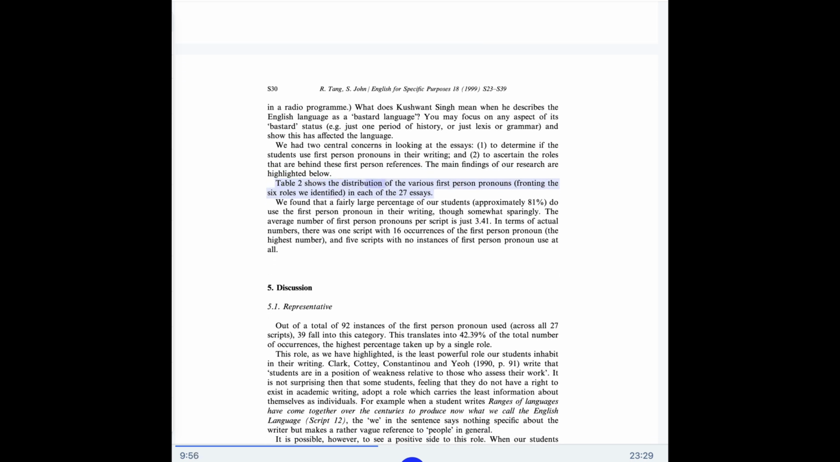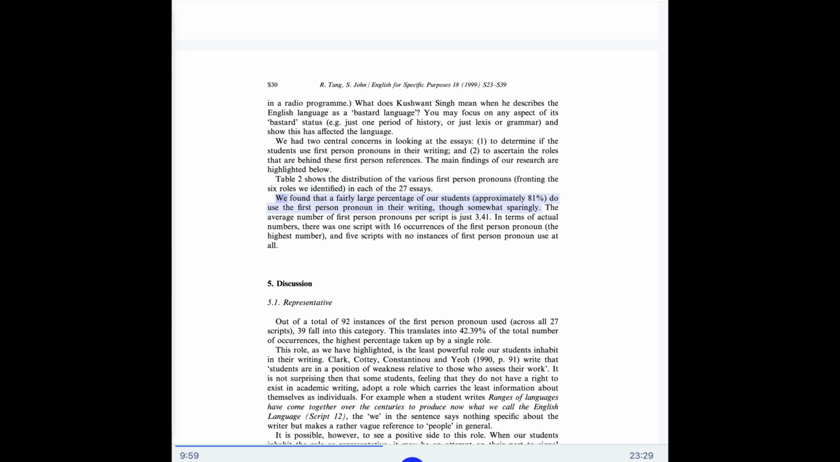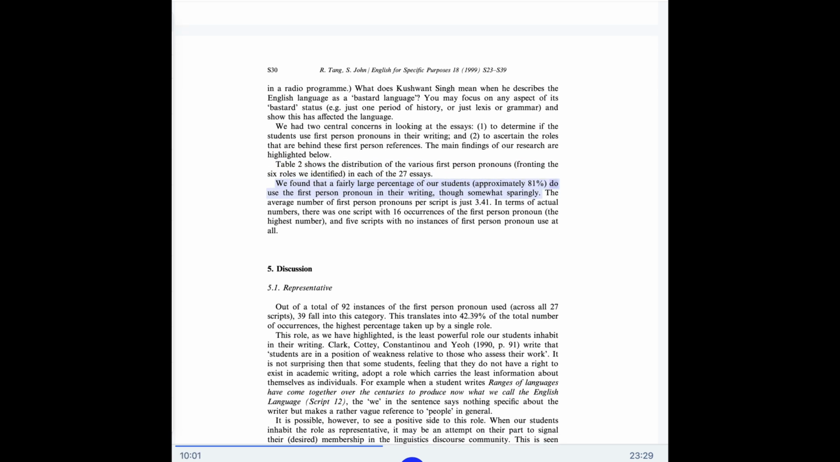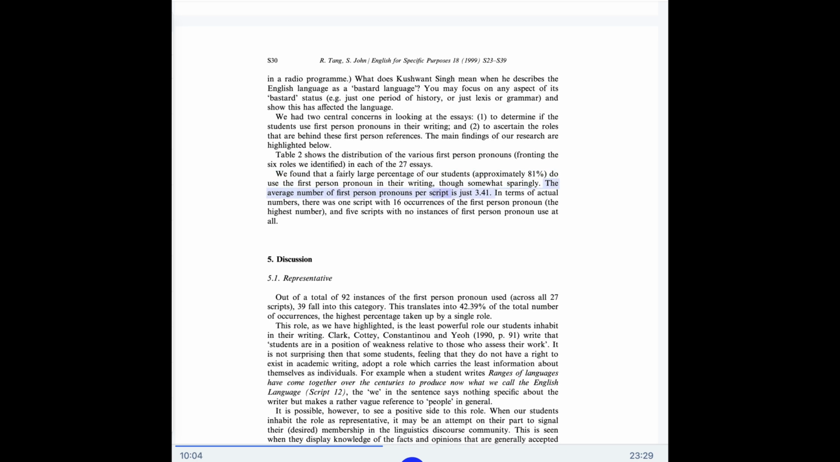Table 2 shows the distribution of the various first person pronouns fronting the 6 roles we identified in each of the 27 essays. We found that a fairly large percentage of our students, approximately 81%, do use the first person pronoun in their writing, though somewhat sparingly. The average number of first person pronouns per script is just 3.41.